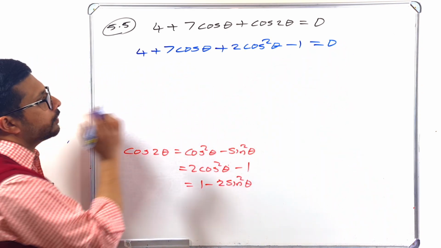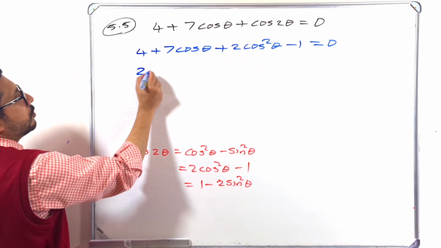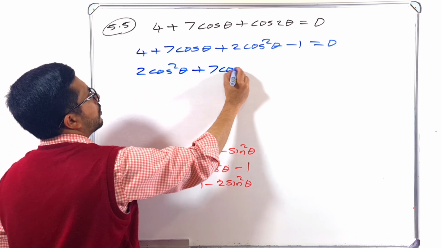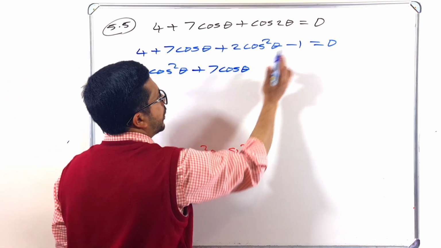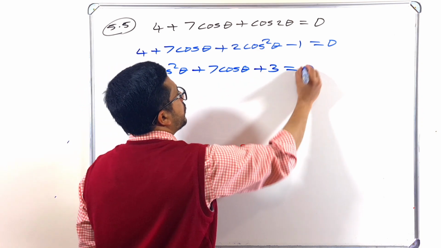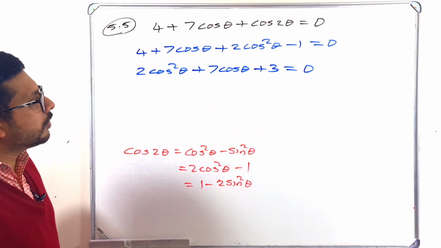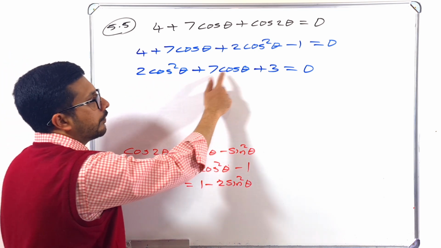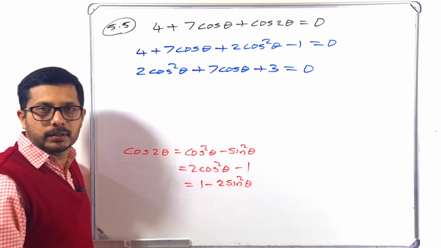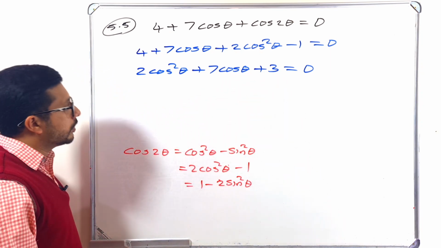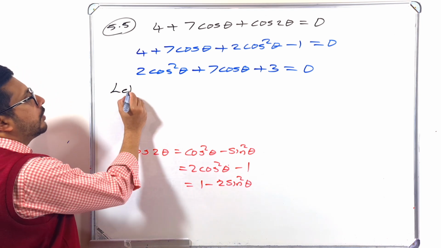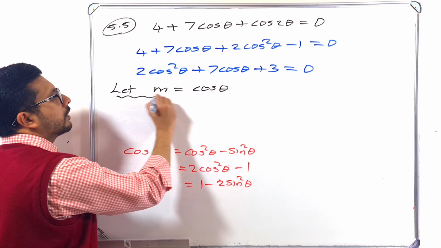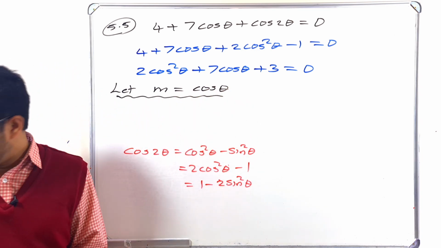Now write it in an order. Let's write this one first. So it is 2 cos square theta, plus 7 cos theta. What is 4 minus 1? That is 3, is equal to 0. Okay, so is it not like a quadratic equation now in terms of cos? 2 cos square theta plus 7 cos theta plus a constant number. So it's like a quadratic equation. To make my work easy, let m is equal to cos theta, just like what we did in the previous question. I call cos theta as m.